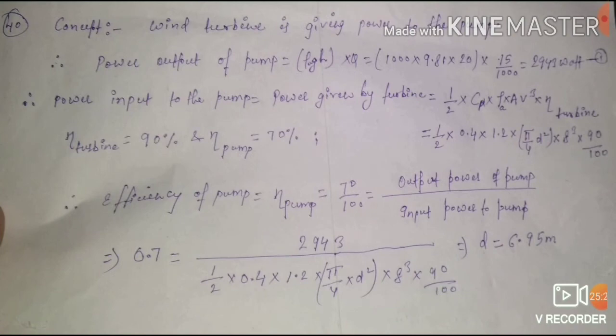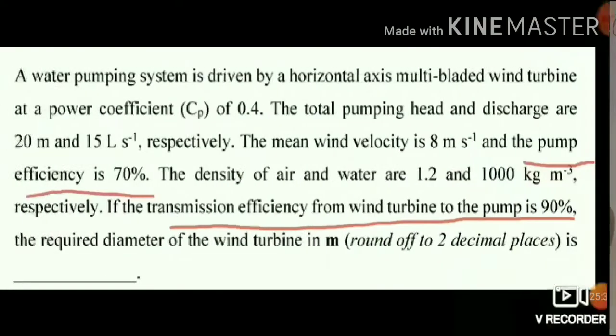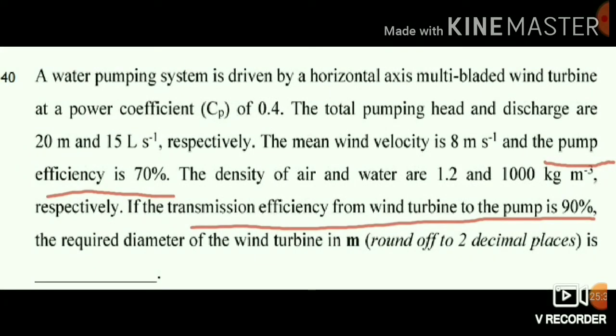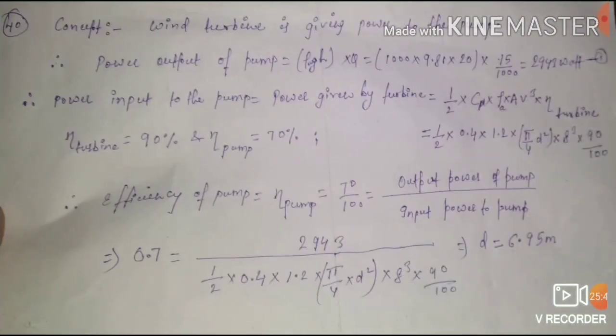So see here in the solution. First of all, you should calculate the power output of the pump. You all know that the power formula for a pump is rho g h into Q, means pressure into discharge. So I have simply put the values. This is the power output. You see in the question that the total pumping head and discharge of the pump are 20 meter and 15 liters per second respectively. So you should simply convert liters per second to meter cube per second and get the power output of the pump.